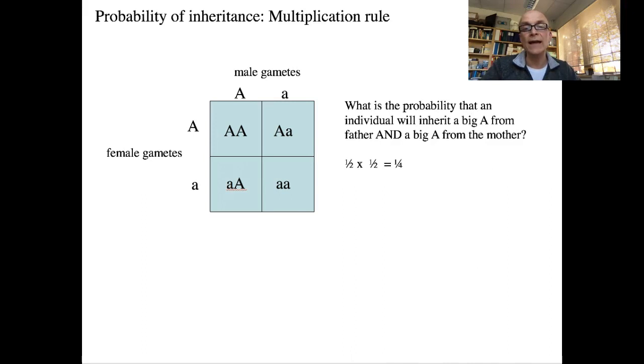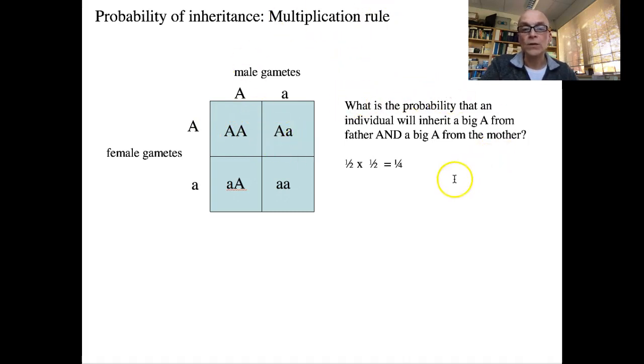So then if you were to ask, what is the probability that an individual will inherit a big A from the father and a big A from the mother? In other words, what's the probability that we get this phenotype? Well, the probability is 50% for this and 50% for that. The way that you can calculate that is by following a genetic rule that's called the multiplication rule. The multiplication rule says, if you want to know something that can happen, but it would only happen this way, not any other way, then you can use the multiplication rule.